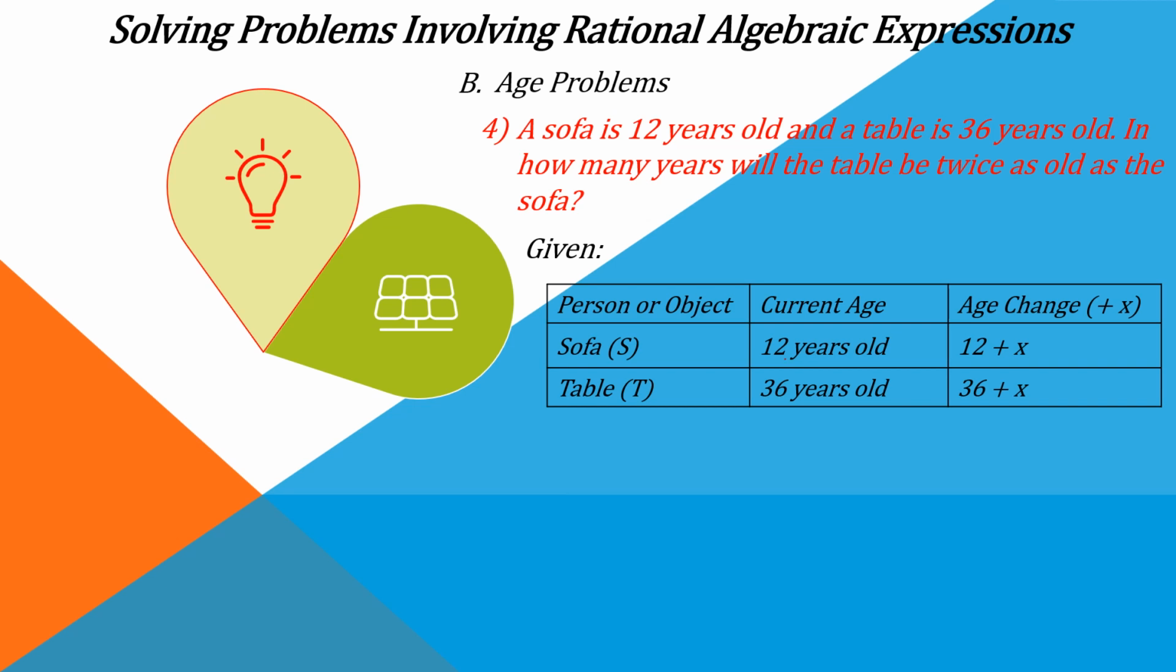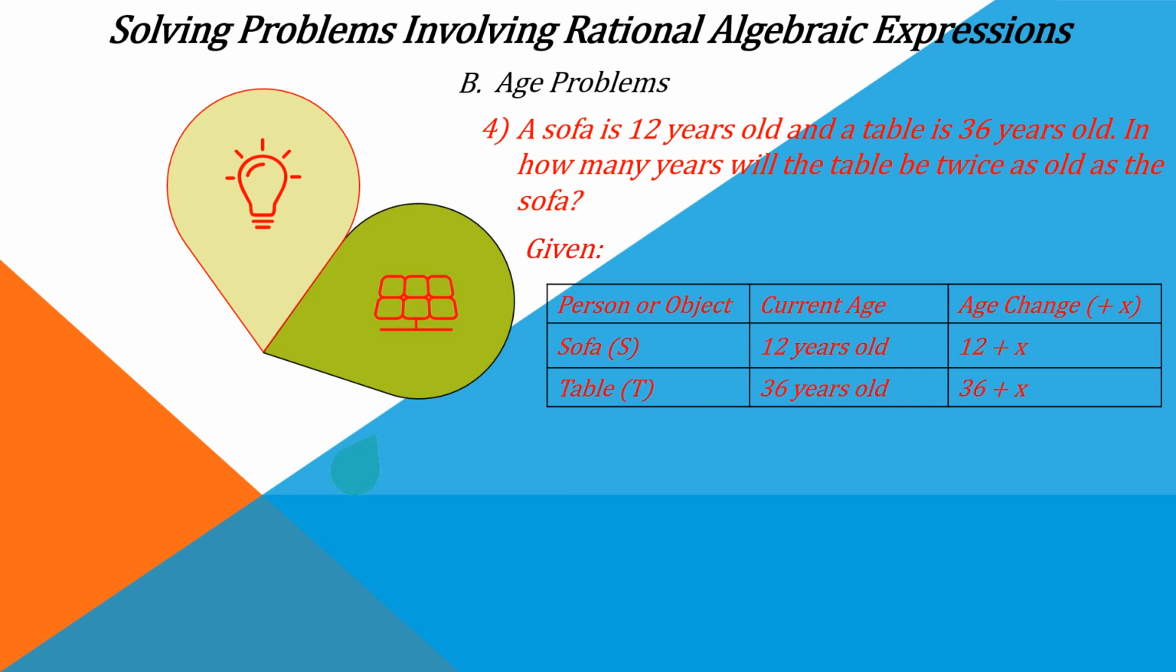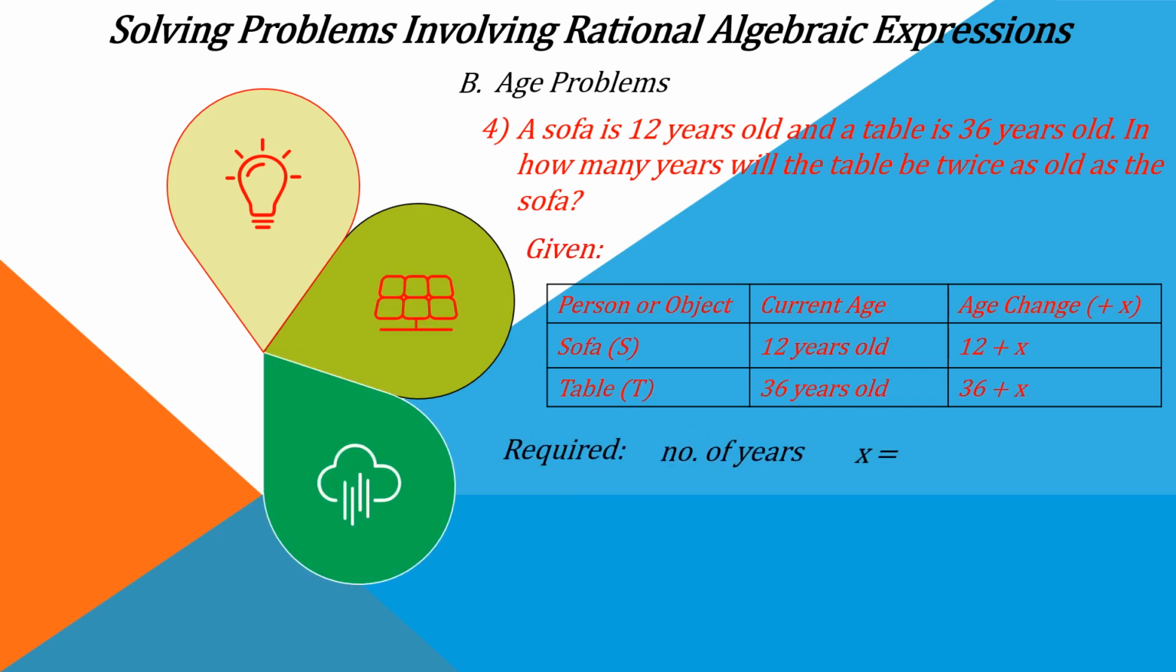Given, again, we have the table, with the objects, sofa and table, and current age, 12 and 36. And age change, that is plus x, because we don't know. It is the unknown: in how many years? So therefore, 12 plus x and 36 plus x. We are required to solve for the number of years, which is x equal to question mark. Then the solution: twice as old as the sofa. Therefore, we multiply the age of the sofa by 2, and that is 2 multiplied by quantity 12 plus x is equal to 36 plus x.